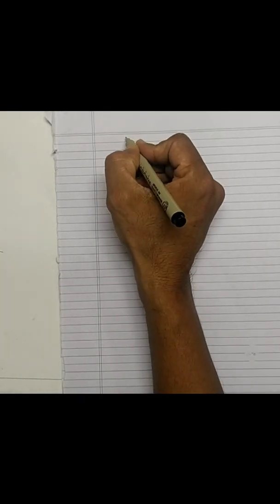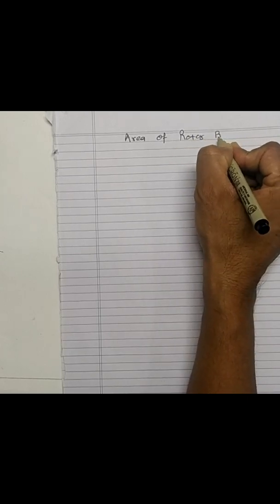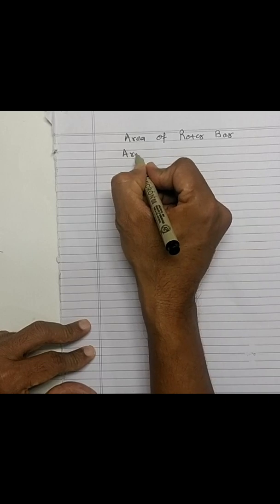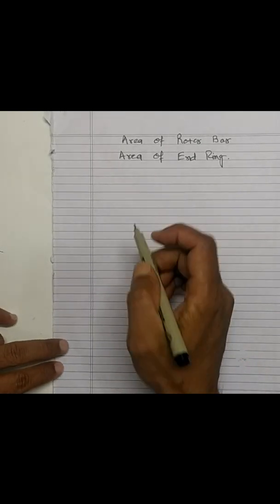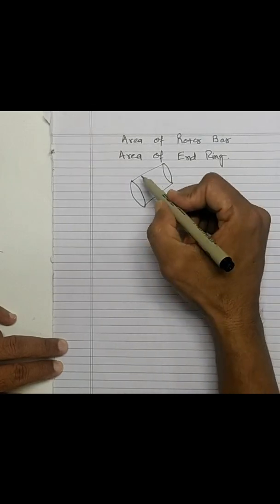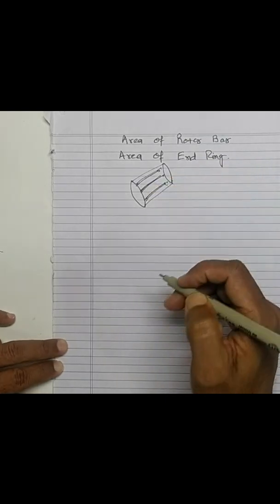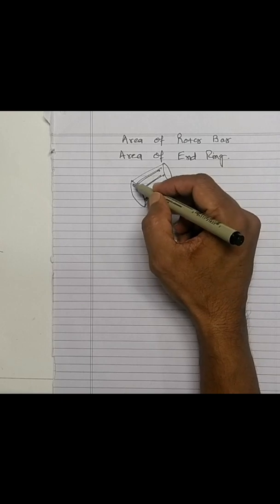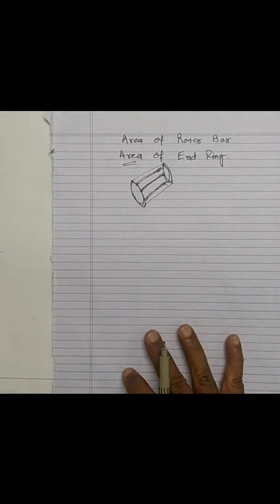So in today's design numerical, we'll design the area of rotor bar and area of end ring. In case of squirrel cage induction motor, we know that we have a rotor and rotor bars. At the outer periphery of the rotor core, we have provided rotor bars. So the area of the rotor bar we have to find out, and all the bars are short circuited on both the sides with the end rings. So we need to find out the area of the end ring also.